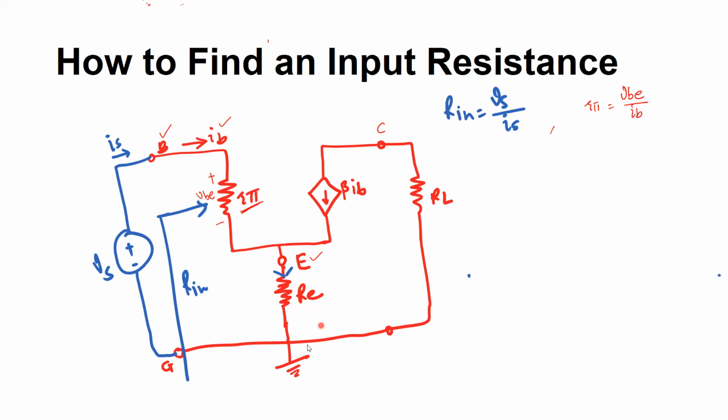And here, from collector to the ground, you have an output load across which you want to develop an output voltage. So in the red, you basically have an equivalent model of a BJT representing a specialized circuit. So what is that circuit? Can we draw and obtain that circuit?